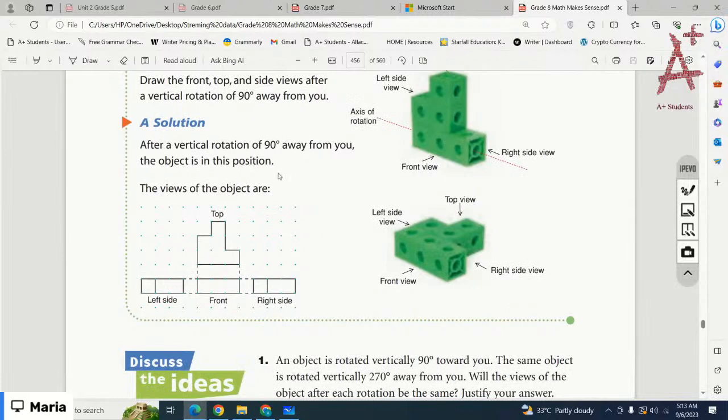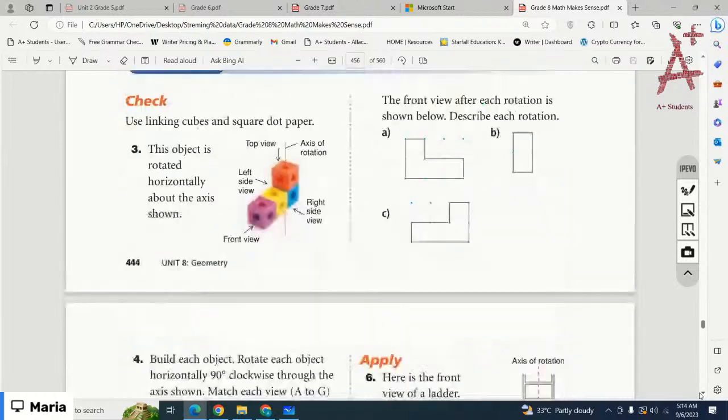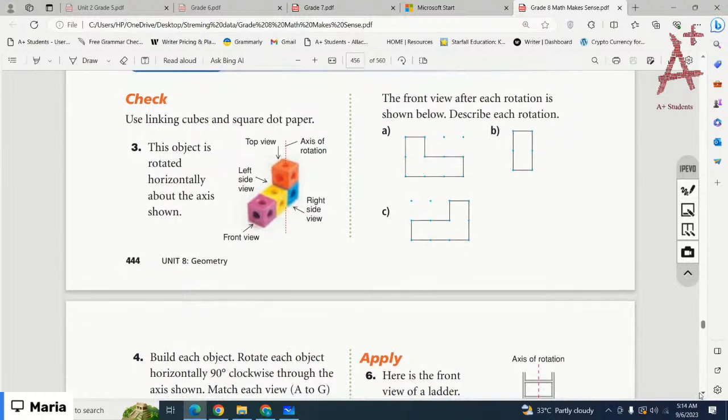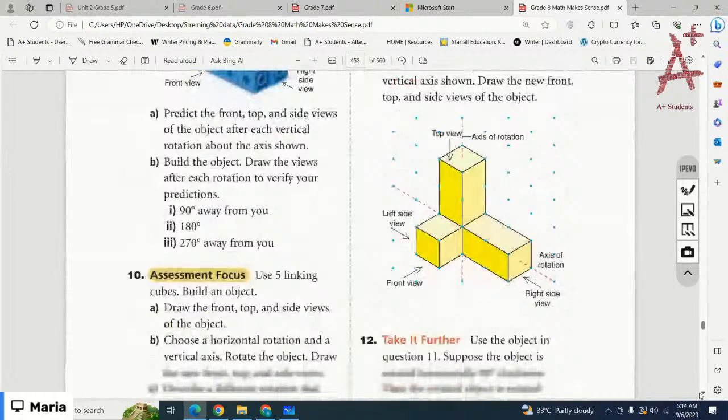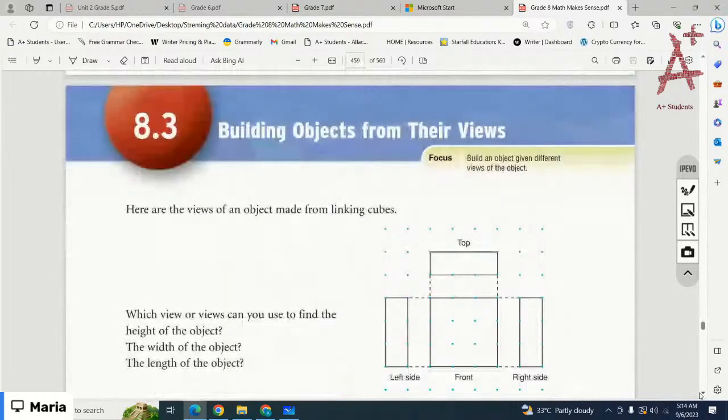So that is the 90 degrees away from you. That is a vertical rotation of 90 degrees away from you. And here are the views: top view, left side view, right side view, and front side view. Let's just move on to the next lesson because we cannot make it on the whiteboard. Let's just start with the next lesson. You can just understand the building object here.